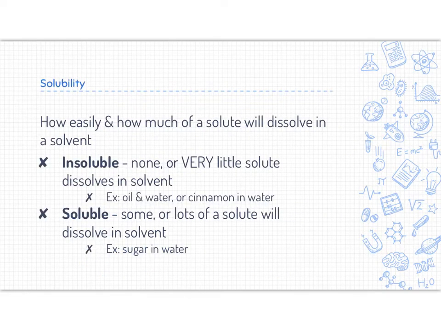Solubility is how easily and how much of a solute will dissolve in a solvent. To be insoluble means none or very, very little solute dissolves in the solvent. So little that it's like unnoticeable. So examples could be oil and water, they don't mix, or cinnamon in water. No matter how hard you try, you will not be able to get cinnamon to dissolve in water. Things that are soluble mean that some or lots of a solute will dissolve in solvent. Examples are sugar or salt in water.